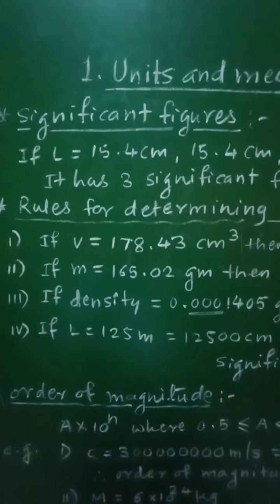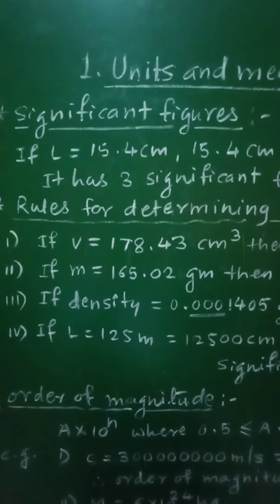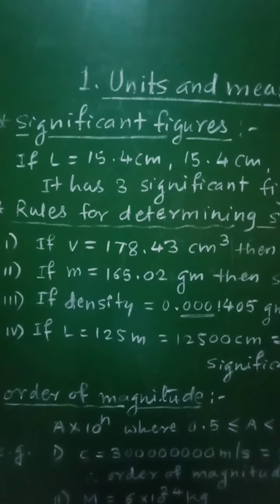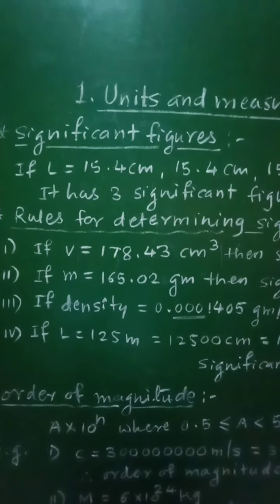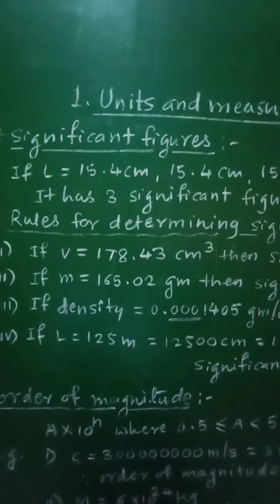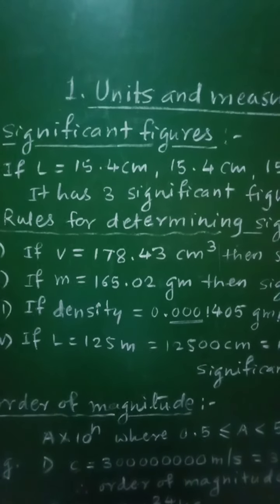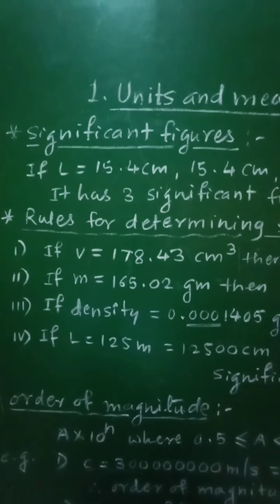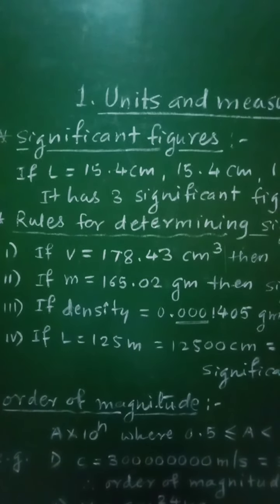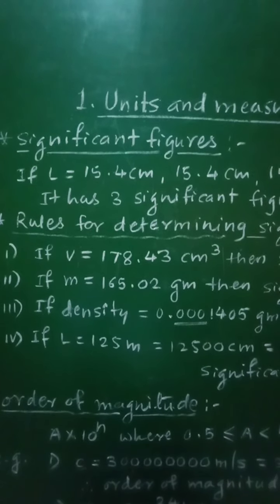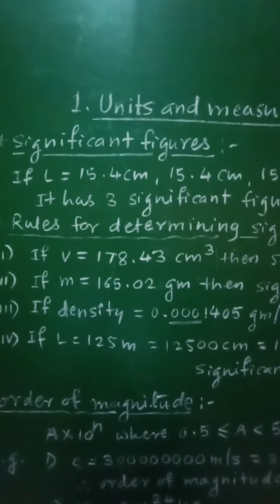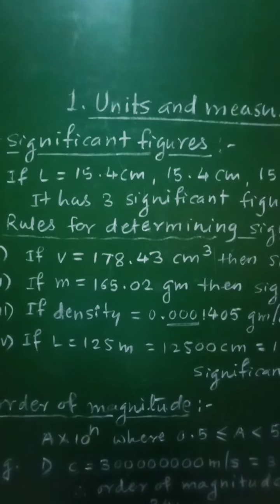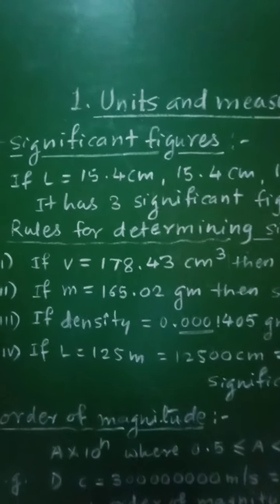The number of digits in a measurement about which we are certain plus one additional digit, the first one about which we are not certain, is called significant figures or significant digits.